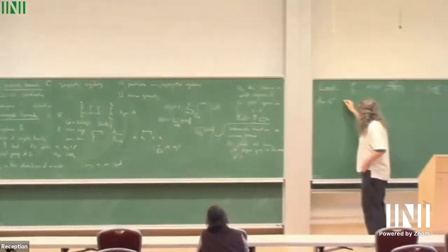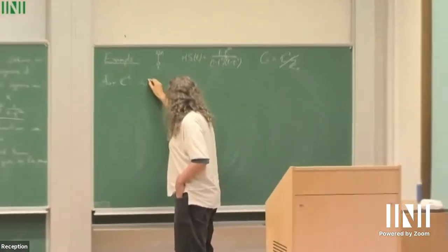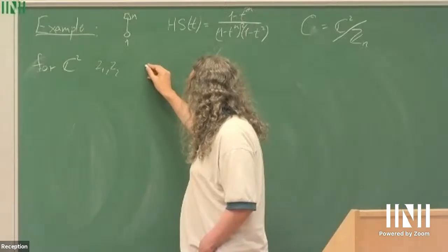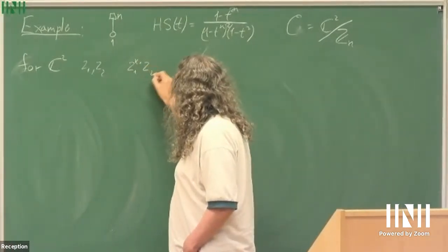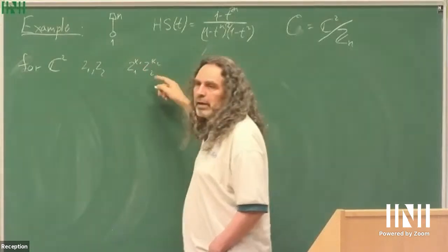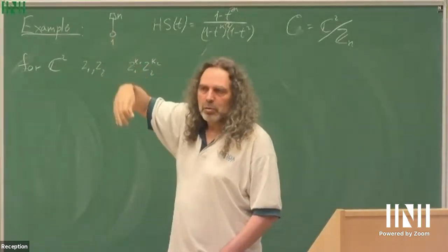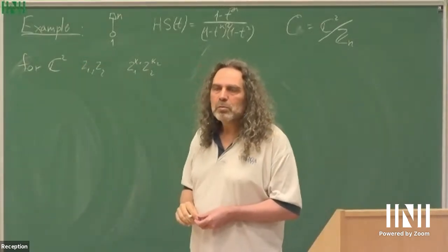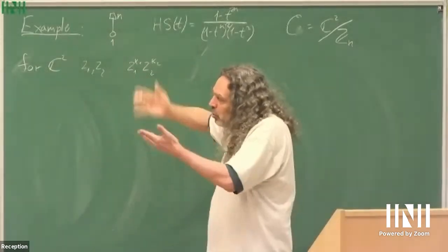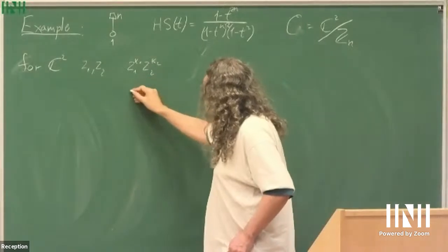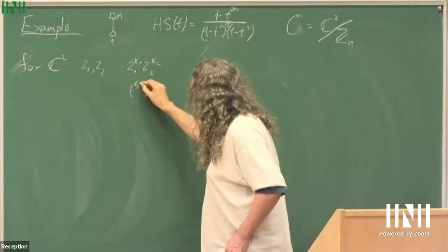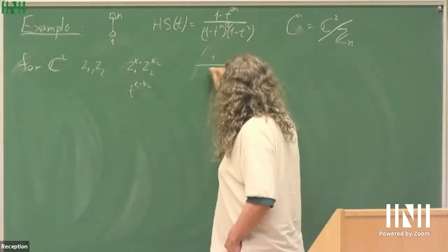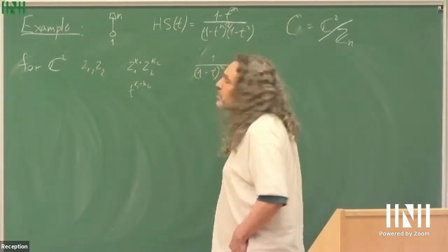For C2, I have a polynomial ring in two variables, Z1, Z2, Poisson, graded. And a holomorphic function will just be Z1 to the K1, Z2 to the K2. So if I take K1 and K2 to be all of the non-negative integers, then that's the set of all possible holomorphic functions on C2. And if I collect all of them and sum them up, I'll give weight T to the K1 plus K2, that's the function. Then I'll get the Hilbert series to be 1 over (1 minus T) squared.